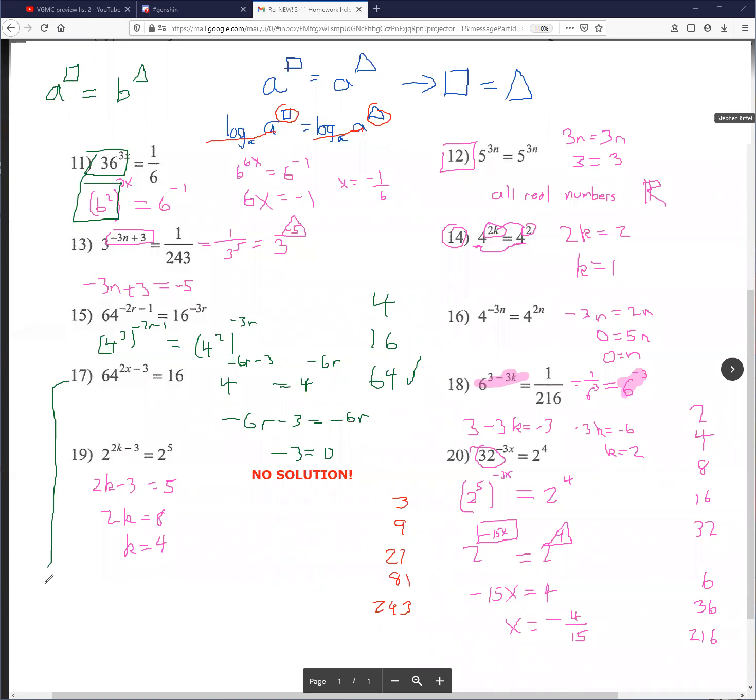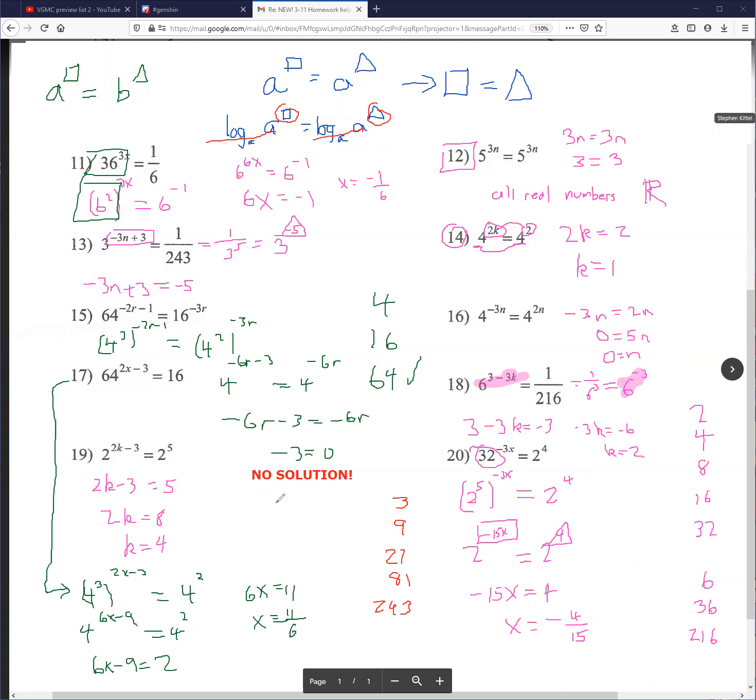17, I'm gonna come down here to this blank space for 17. So 17 is gonna be the exact same setup. We're gonna say 4 to the third to the 2x minus 3 is equal to 16 is 4 to the second. So 4 to the power to a power, 6x minus 9 is equal to 4 squared. So 6x minus 9 is equal to 2. That's the square equals triangle thing. And now we'll add 9 to both sides, and we'll divide, and x equals 11 over 6.